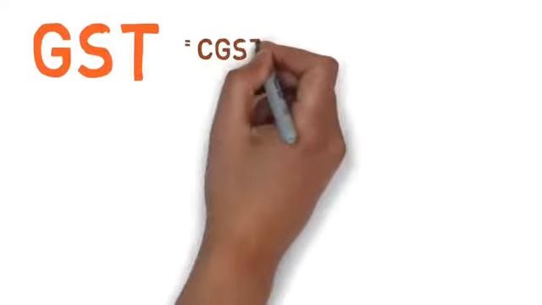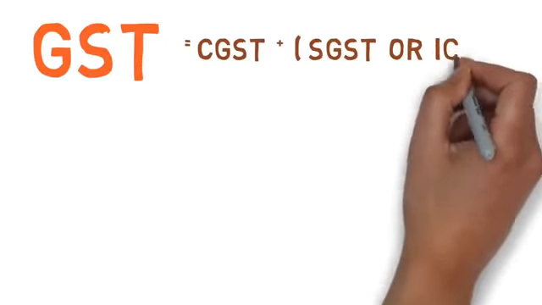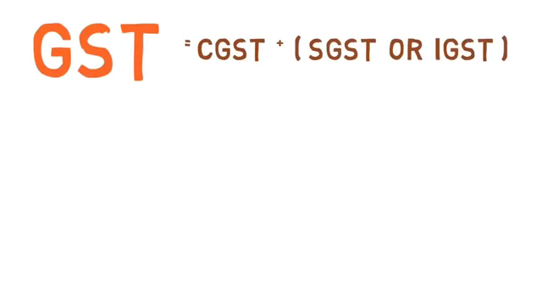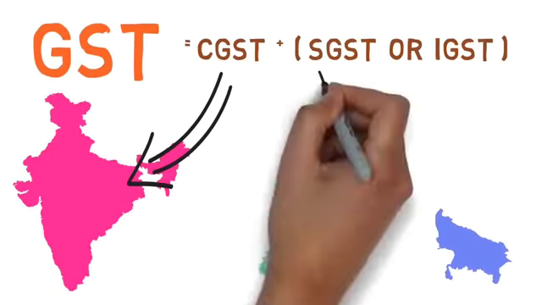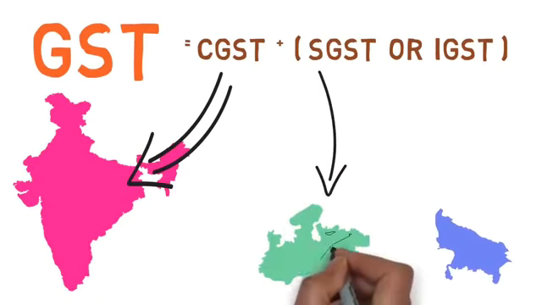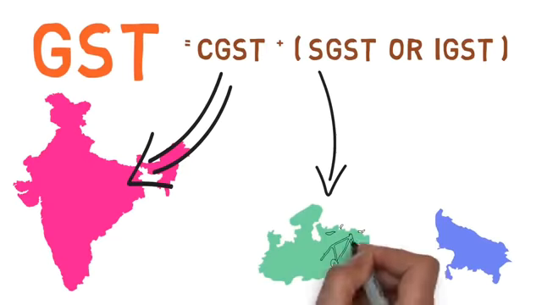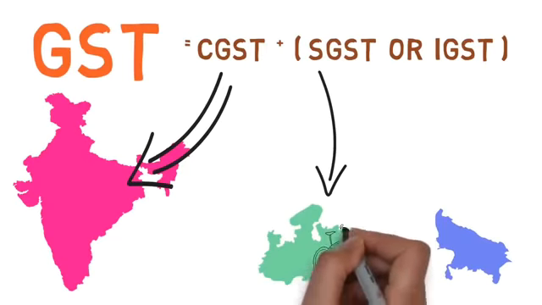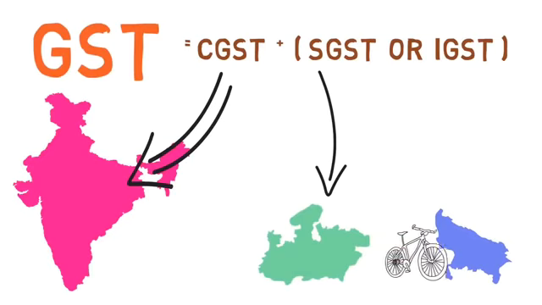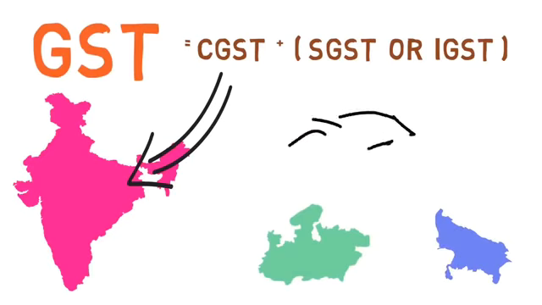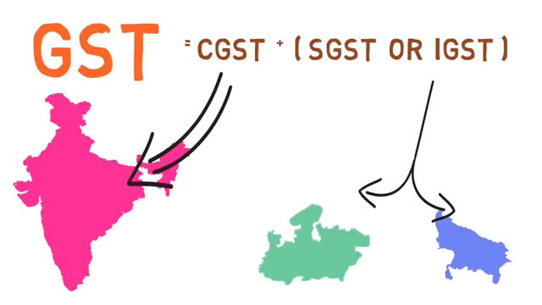GST is a combination of CGST and SGST or IGST. CGST is central GST, which is paid to the central government. SGST is the state GST, which is paid to the state government, and IGST is the integrated GST which comes into play when goods and services move interstate. For example, product A is manufactured in Madhya Pradesh and sold in Uttar Pradesh, so IGST is distributed between both the states. In this case, SGST will not be collected.